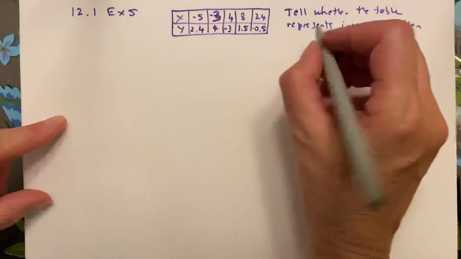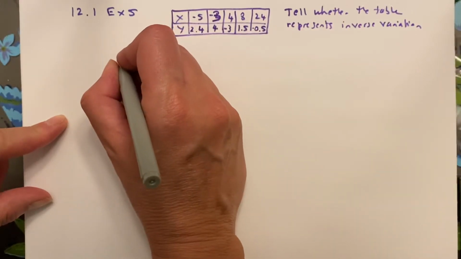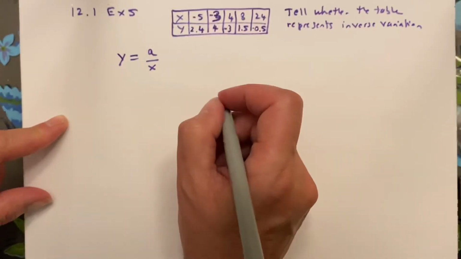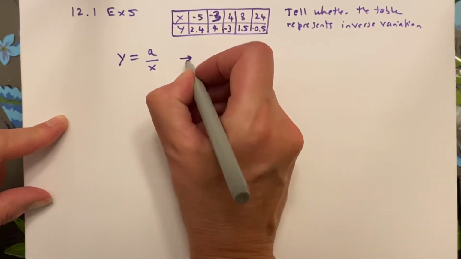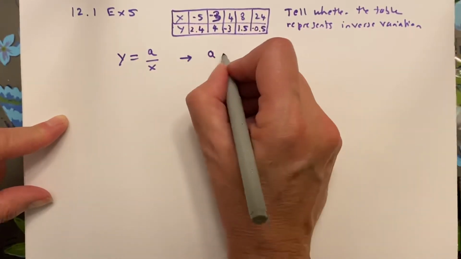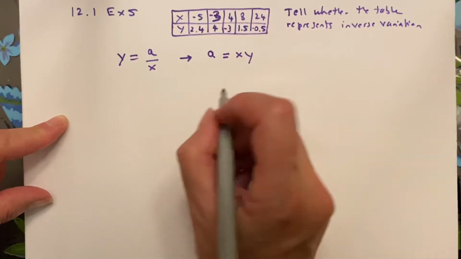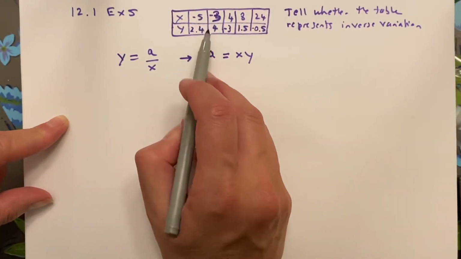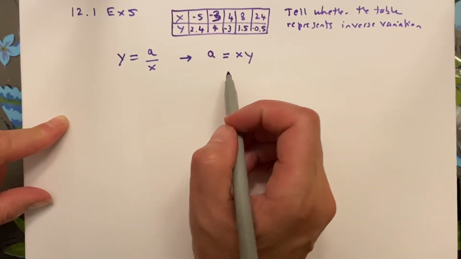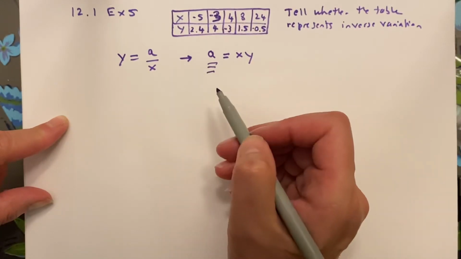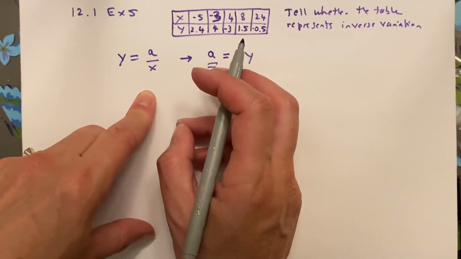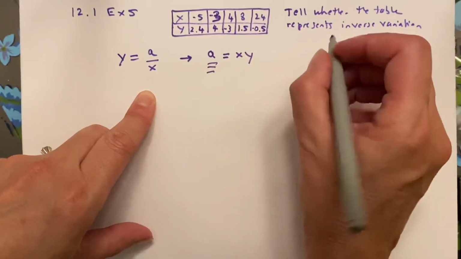Now again, you go to your equation. Inverse variation equation says y equals a divided by x, which means that if I multiply both sides by x, a, whatever this is, must equal x times y. And a table is just a bunch of xy pairs. So if I multiply all these xy pairs together and they all have the same value, then I can say yes, it must be an inverse variation equation. So let me just try a few.